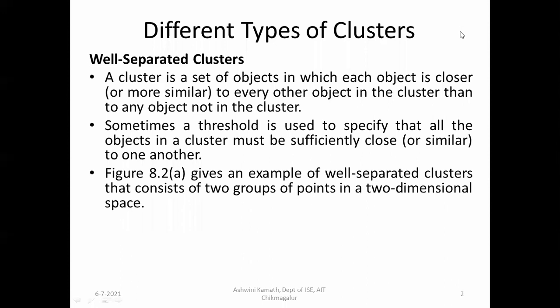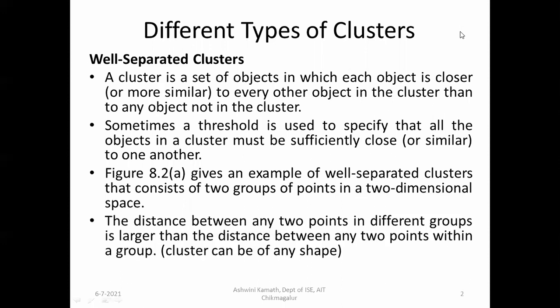Figure 8.2a, which is in the next slide, gives an example of a well-separated cluster that consists of two groups of points in two-dimensional space. Remember that in a well-separated cluster, objects in each cluster will be similar and objects in different clusters will be different. The distance between any two points in different groups is larger than the distance between any two points within a group. So you can consider any two points within a cluster, and usually the distance will be less. If you consider two points from different clusters, the distance between those two points will be large.